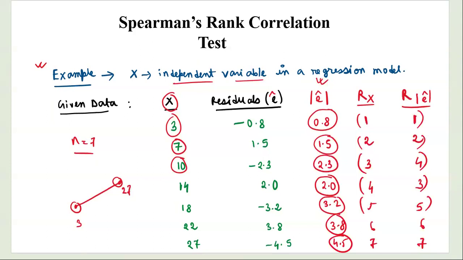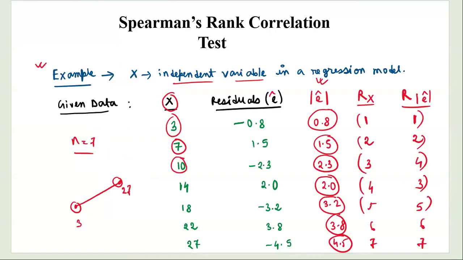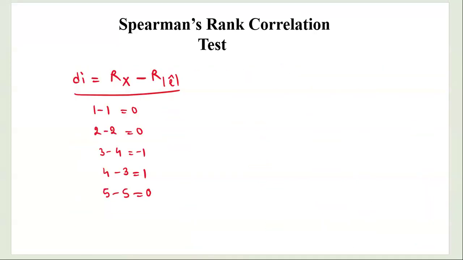Then you have 5 minus 5 is 0. Then you have 6 minus 6 and 7 minus 7, so both are 0. Right? So these are the di's. Now compute di square: 0, 0, 1, 1, 0, 0, 0. This is what you have.